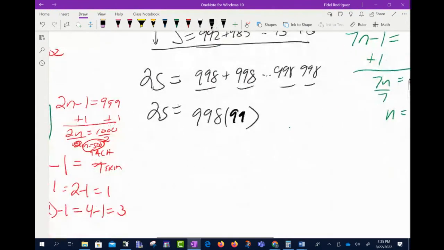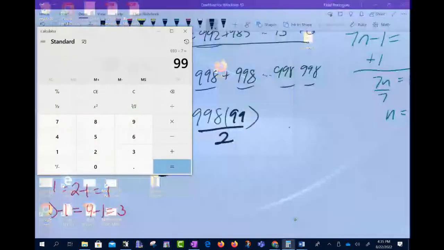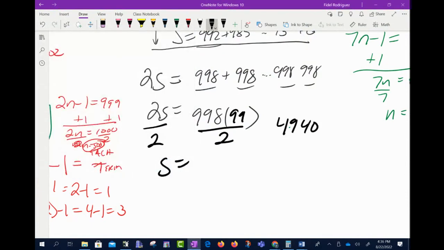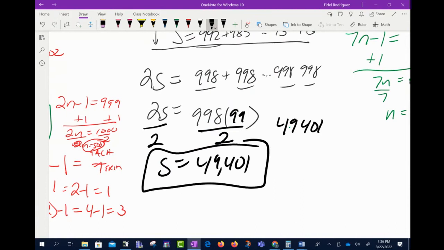We got 99 problems. The math is one of them. Let's divide both sides by 2. Just going to take my calculator again. 698 times 99 divided by 2 is 49,401. 49,401 is my sum, right?